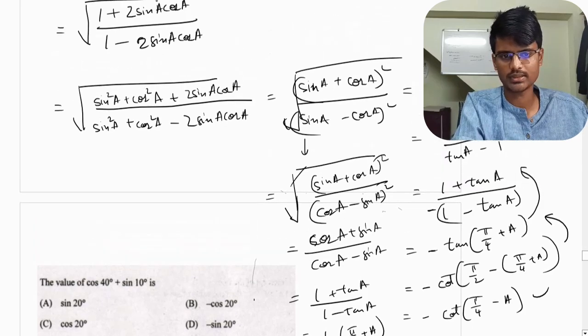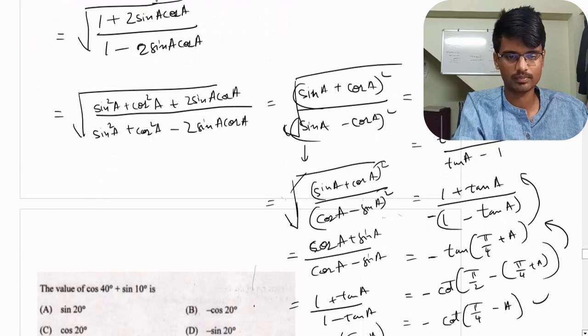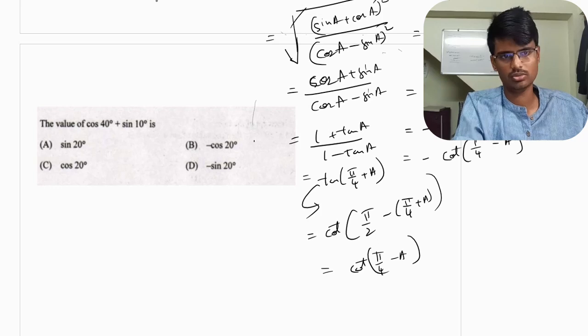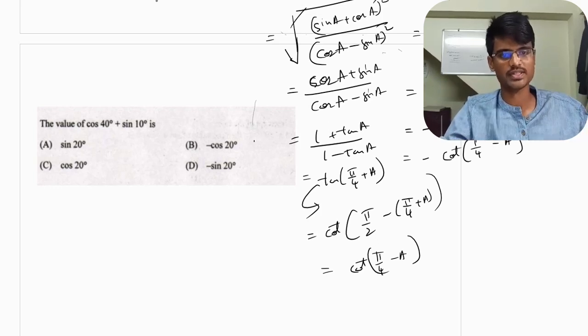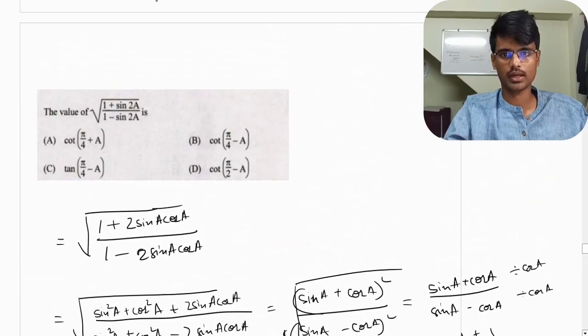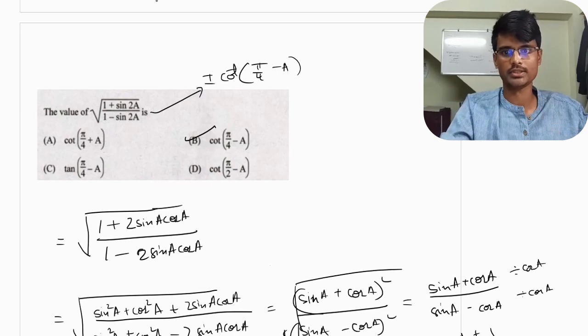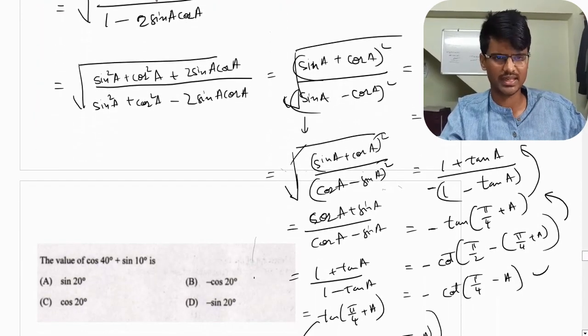So is it the correct answer? Tan of pi by 4 plus A is not there. Writing this in terms of cot will give me cot of pi by 2 minus of pi by 4 plus A, which gives cot of pi by 4 minus A. So the correct answer is plus or minus cot of pi by 4 minus A. The correct answer is option B. You get two different answers for this. This is how you solve this question. It was a slightly trickier question, I can understand.